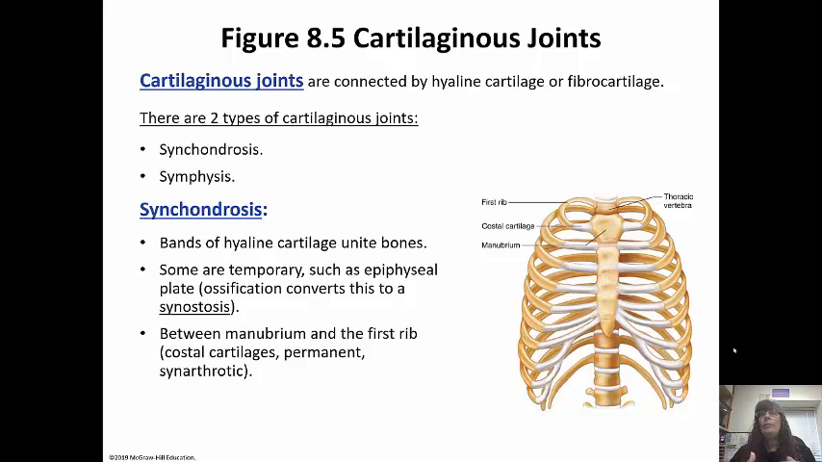But as soon as we stop growing, ossification happens and changes that epiphyseal plate to a synostosis. Also between the manubrium and the first rib, so those costal cartilages that help connect the ribs to the sternum, these are permanent and they're synarthrotic, so they don't move.